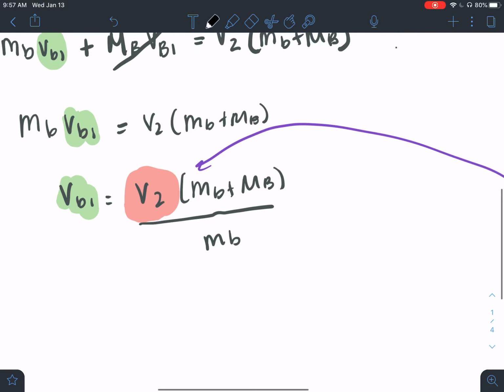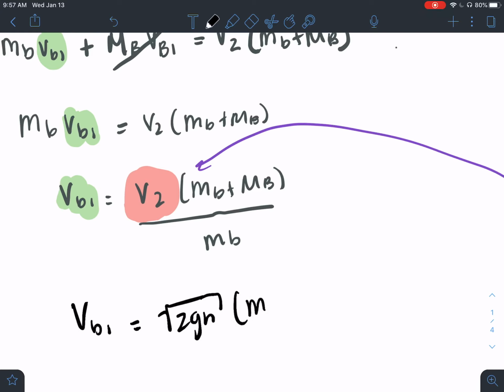So at this point, we can go ahead and plug that phrase in. So the velocity of the bullet at the bottom, that initial velocity that we're solving for, is equal to the square root of 2GH times those combined masses over that initial mass of the bullet.